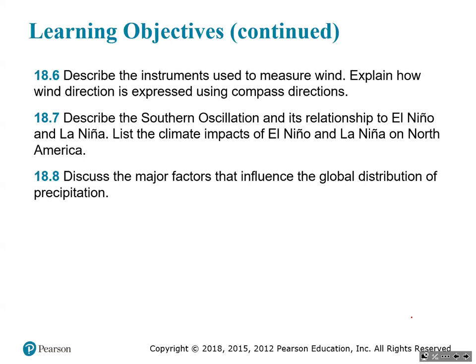And we'll look at the Southern Oscillation and its relationship to El Nino and La Nina, the climate impacts of El Nino and La Nina in North America, and the major factors that influence the global distribution of precipitation.